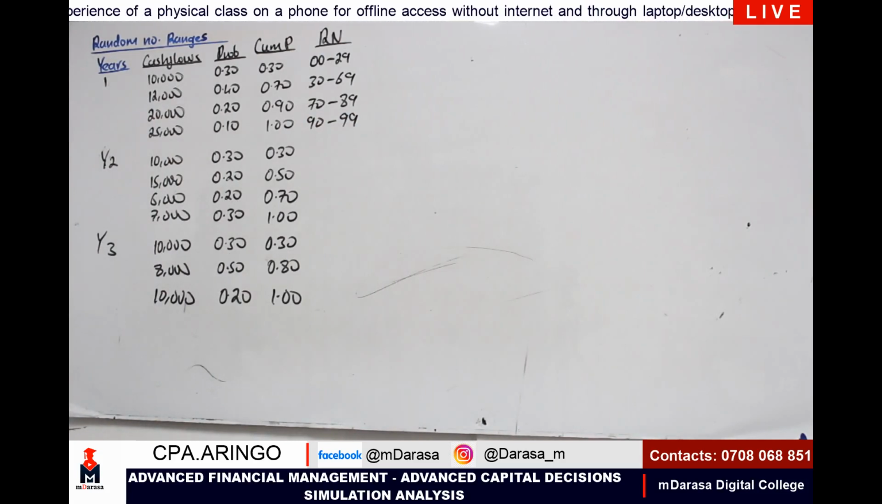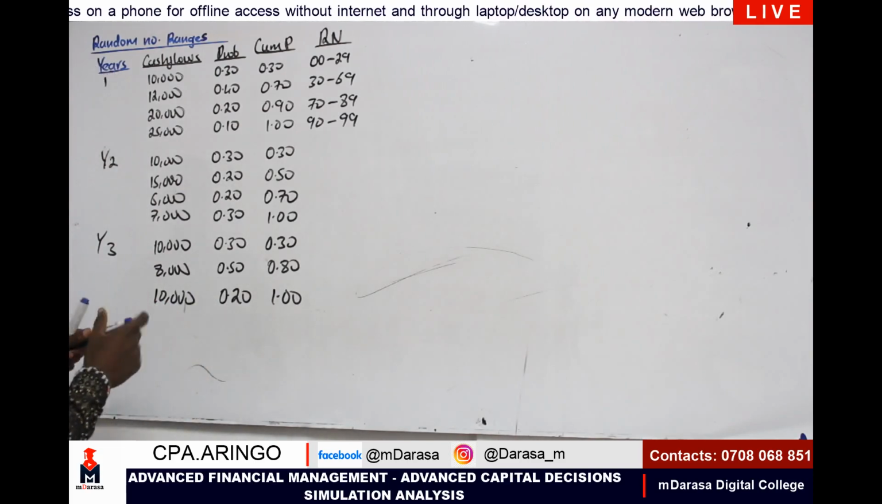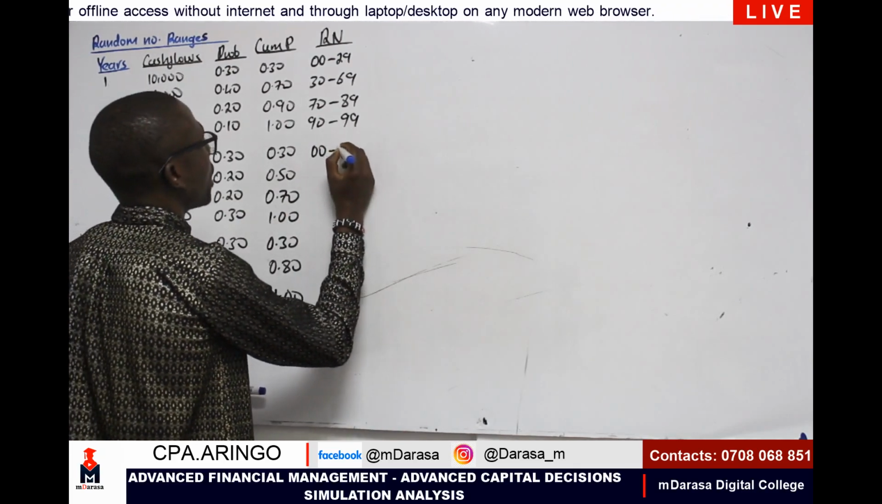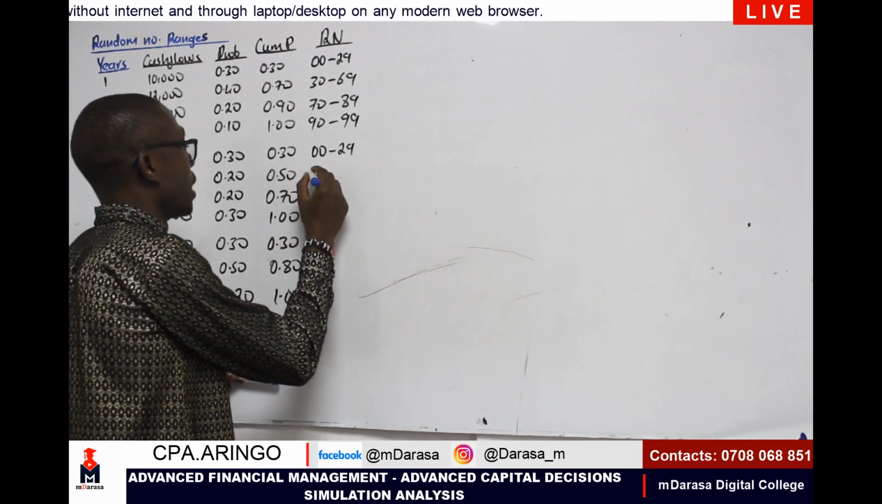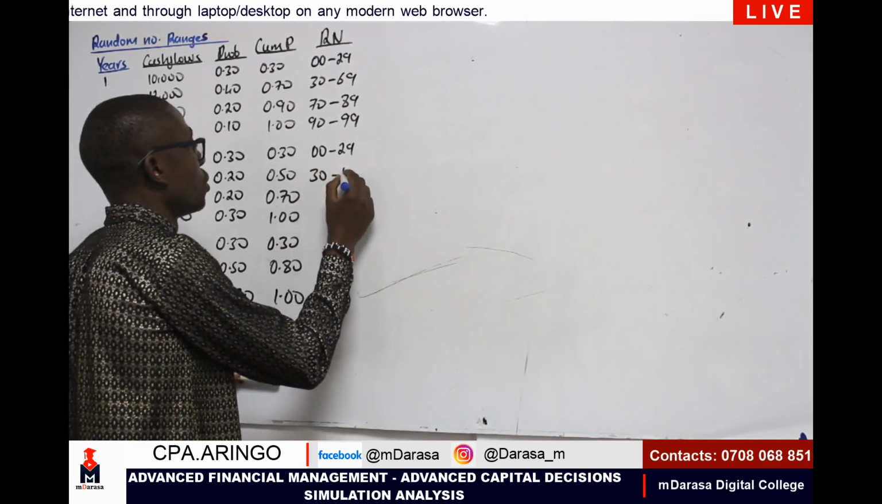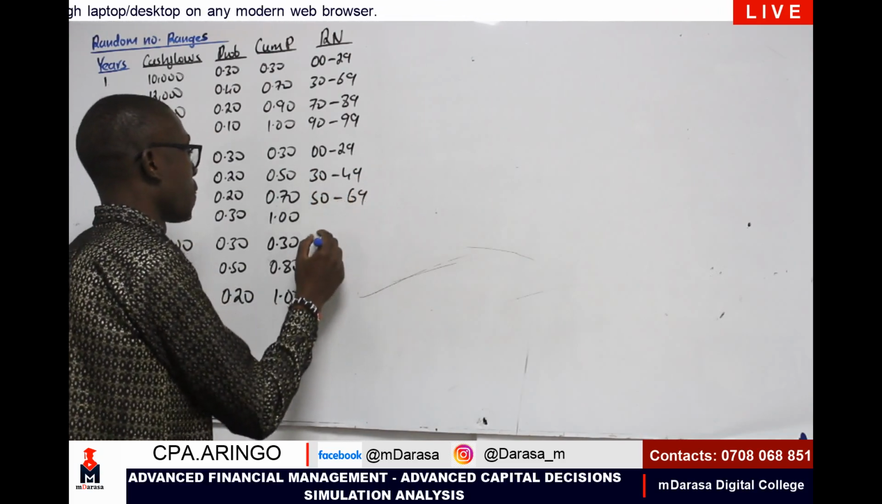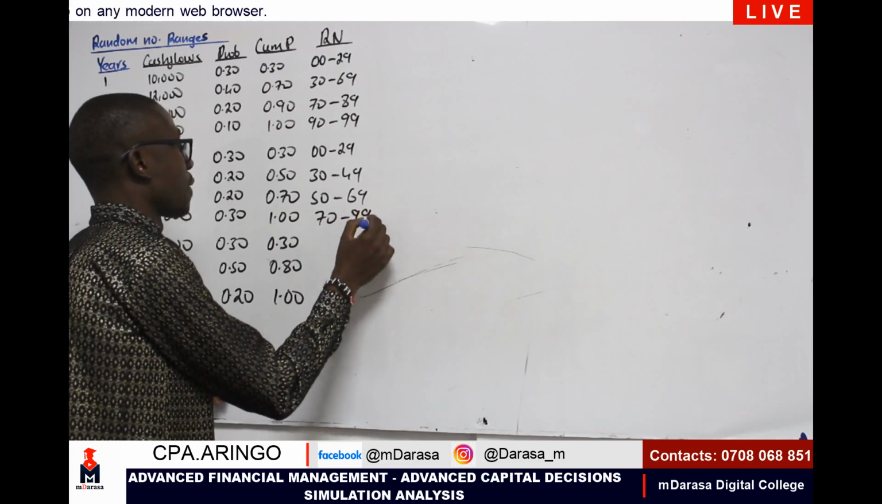The next range will be, remember that was year 1, year 2: 00 to 29, then 30 to 49, 50 to 69, and 70 to 99.